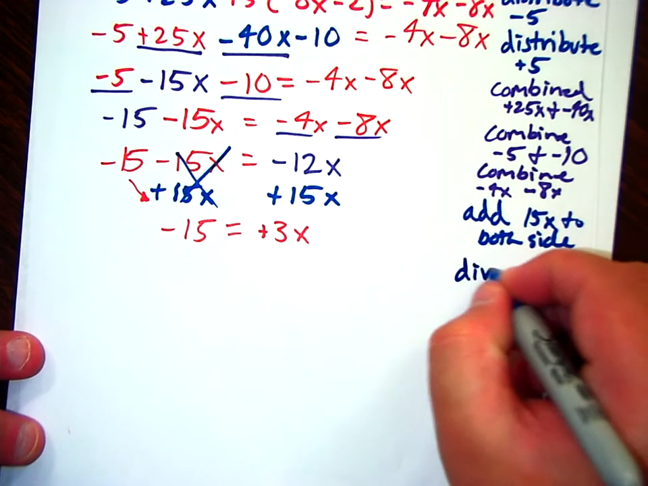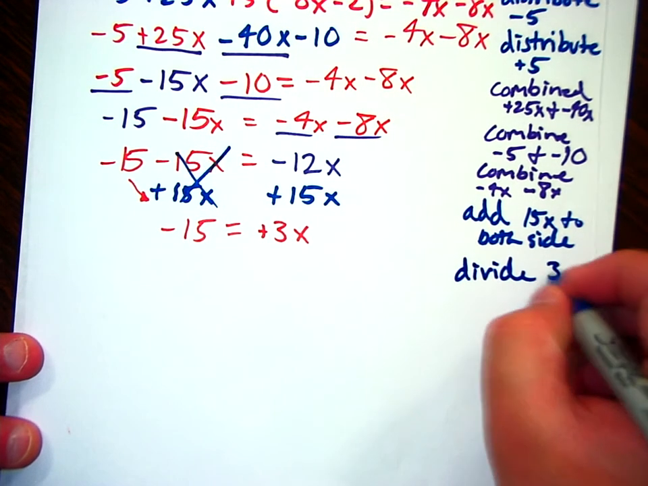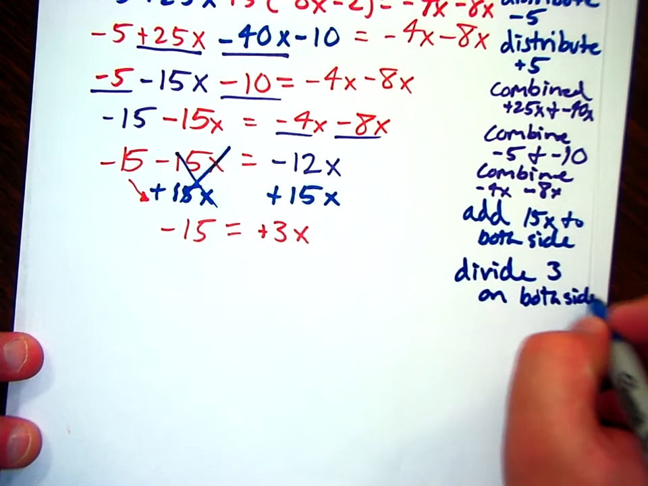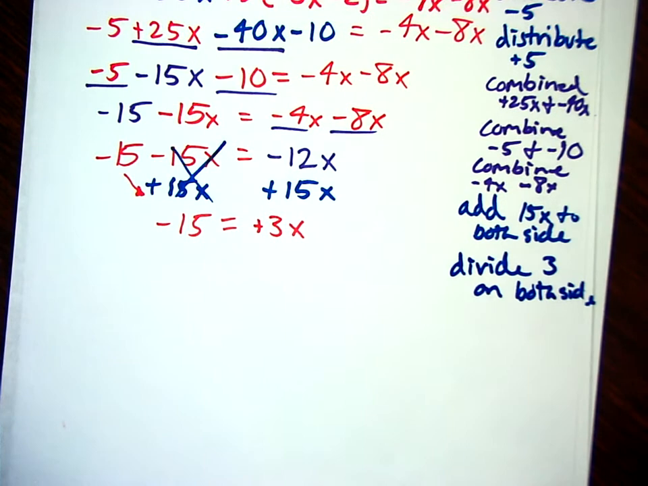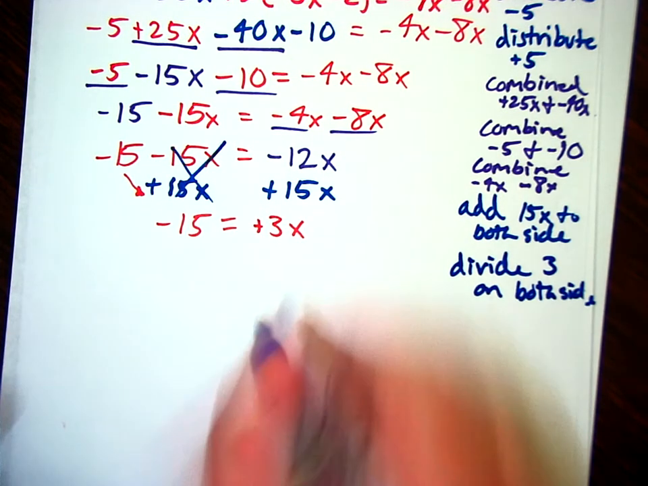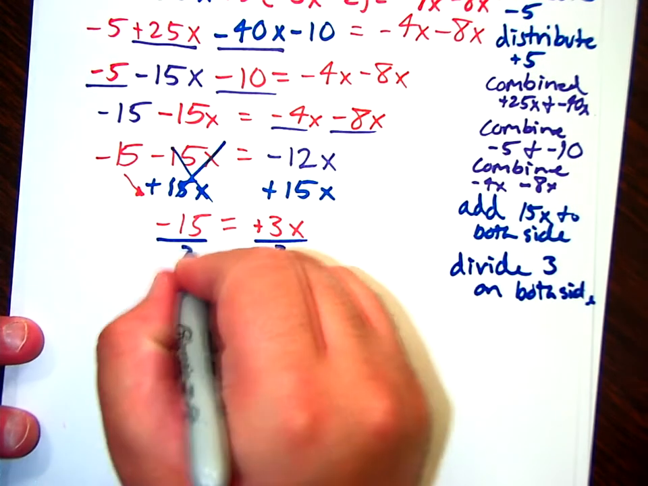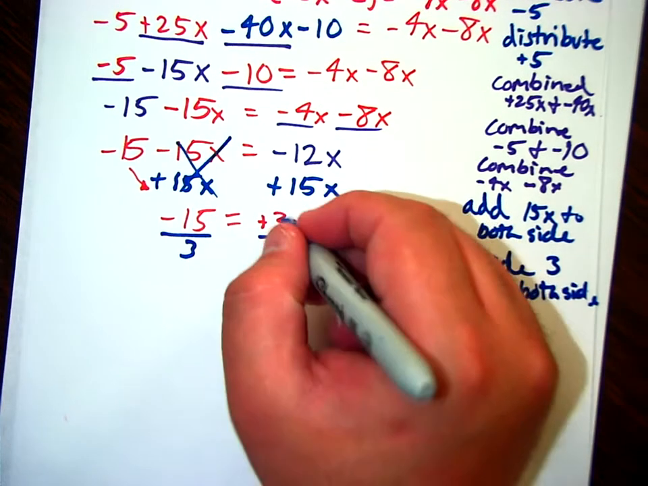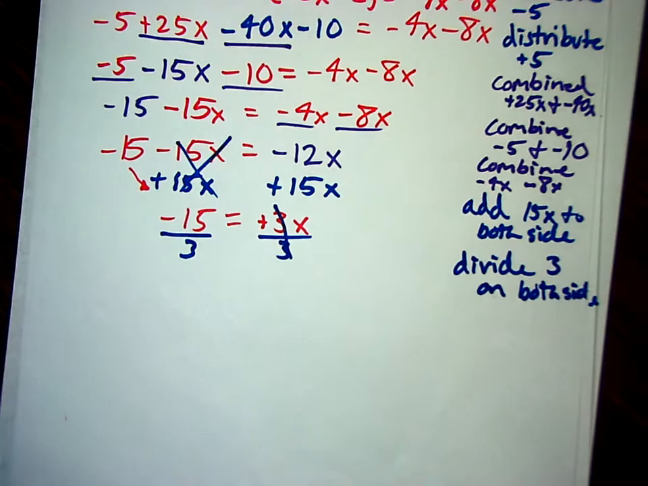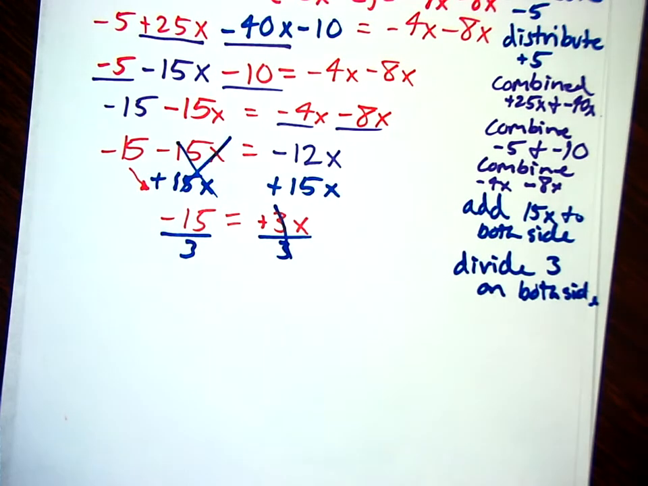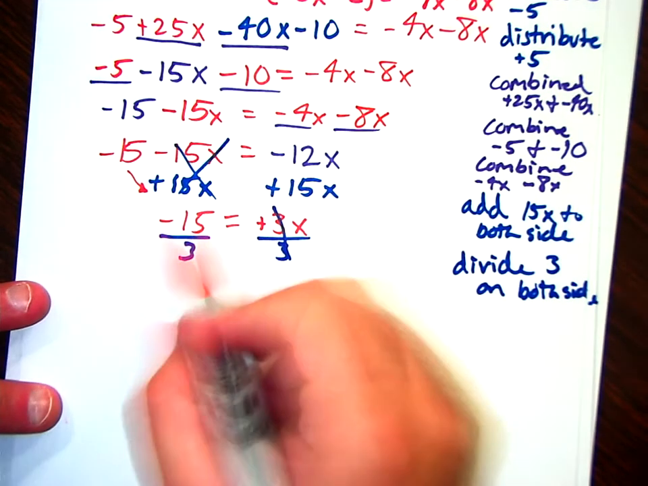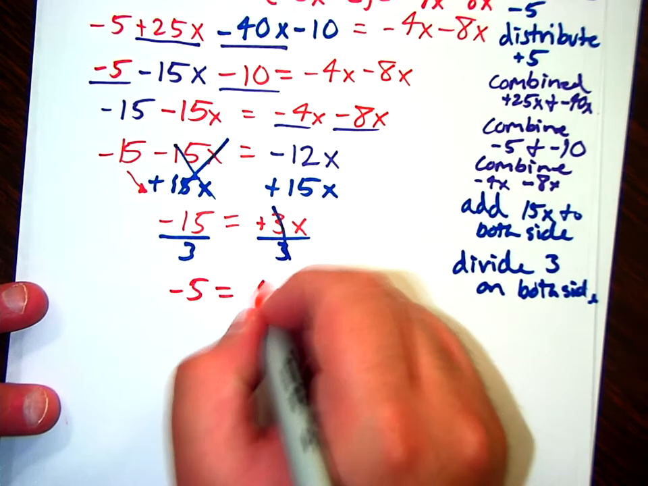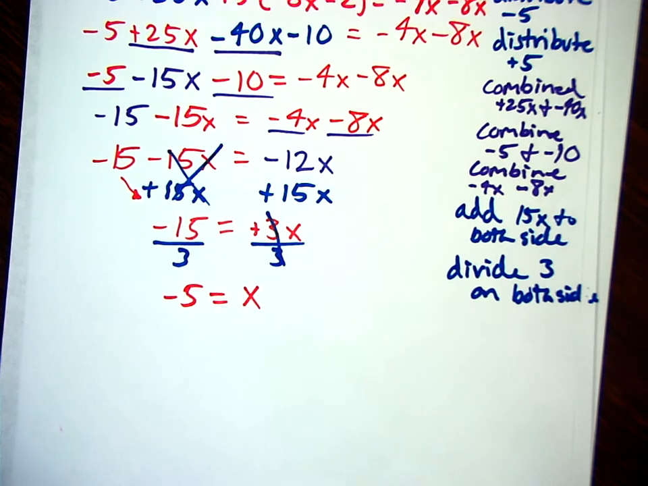We're going to divide 3 on both sides. Okay, divide both sides by 3. 3 divided by 3 is the multiplicative identity. That just goes to 1. Okay, so they cancel. And then negative 15 divided by 3 is actually going to be negative 5 equals x. Okay, there's our answer.